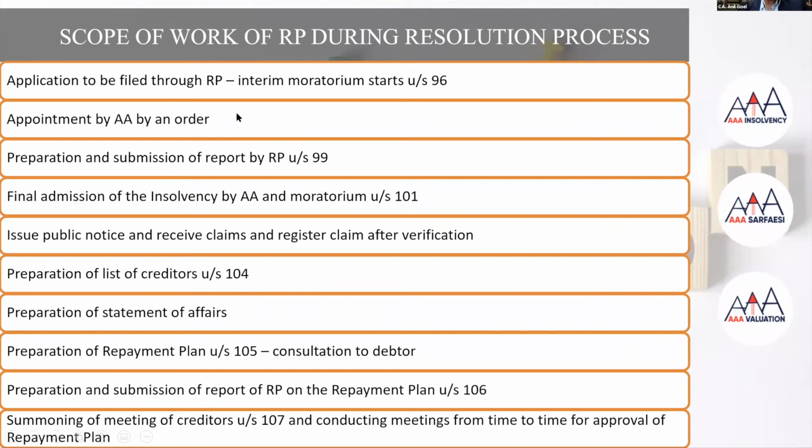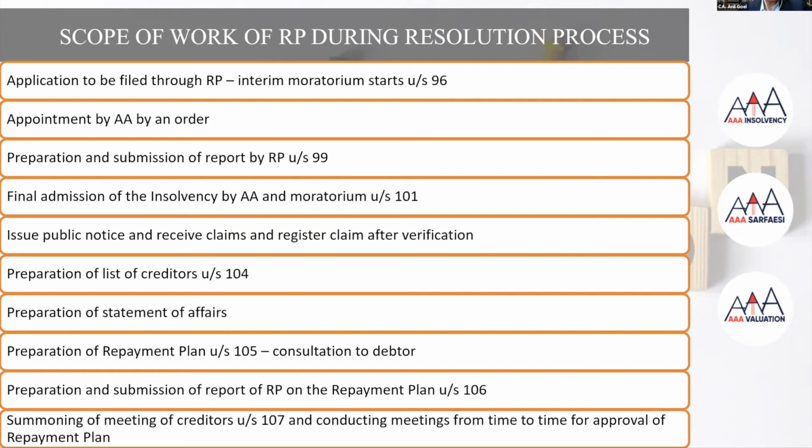Then thereafter, the appointment will be done by the adjudicating authority. The first thing he has to do is the preparation and submission of the report under section 99, which we already discussed in the first session. Then the final admission order will come from the adjudicating authority and the moratorium under section 101 will start. The RP will issue a public notice. The RP will receive and register claims. This is good work; it depends on the number of claims coming.